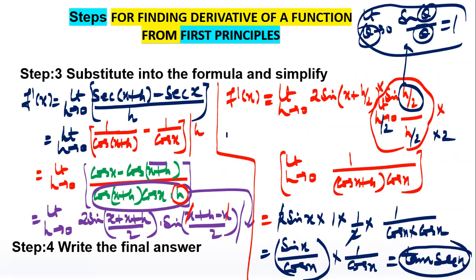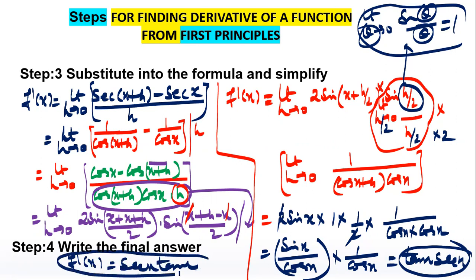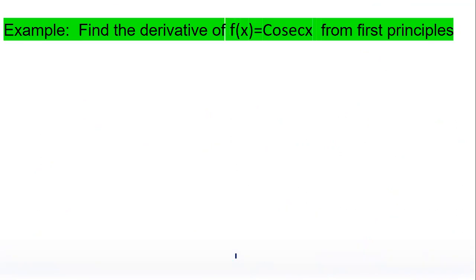So we concluded that the derivative of sec x is, what is the final answer? Derivative of sec x is sec x into tan x. Let's take one more example: derivative of cosec x. What is the first step? We will write down the formula.